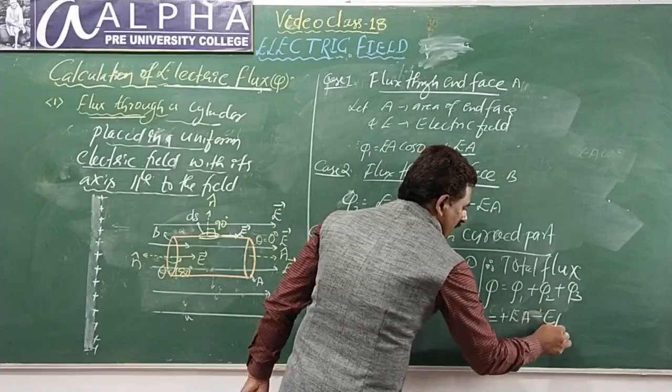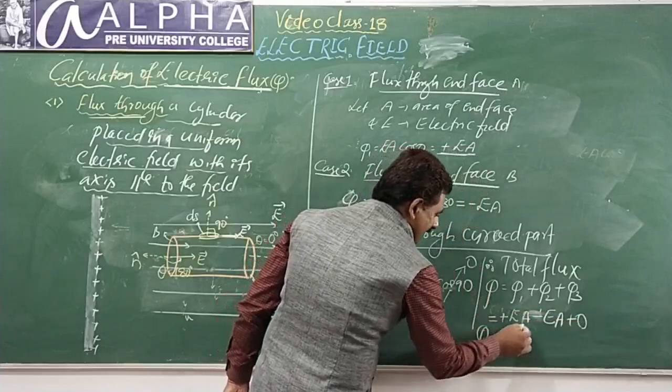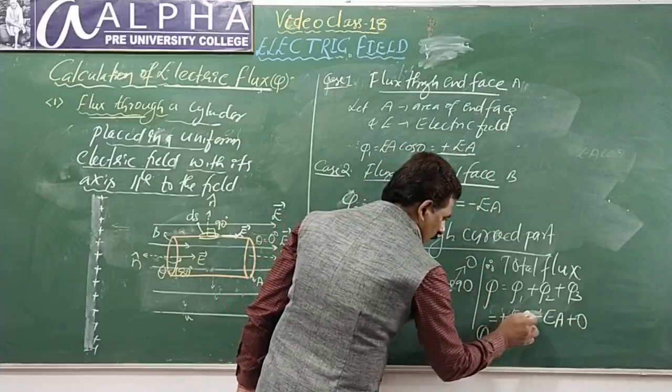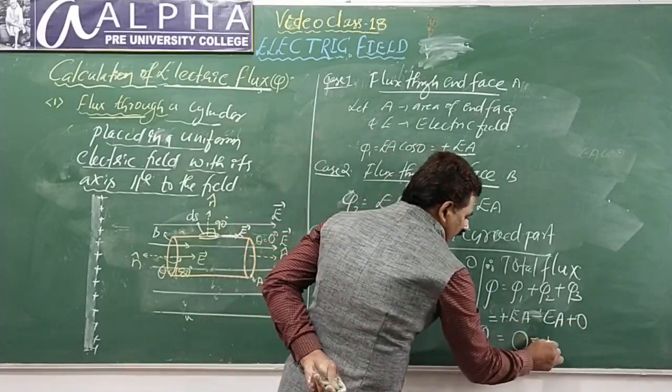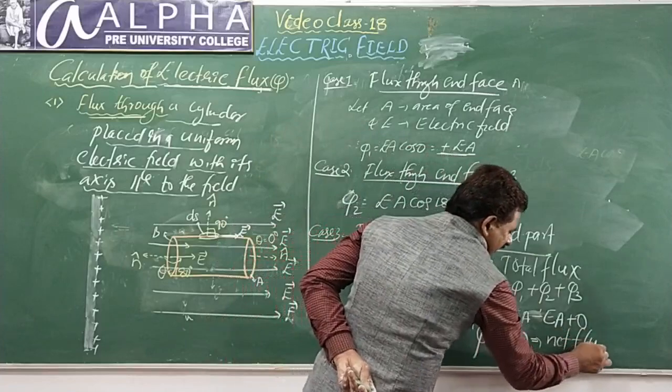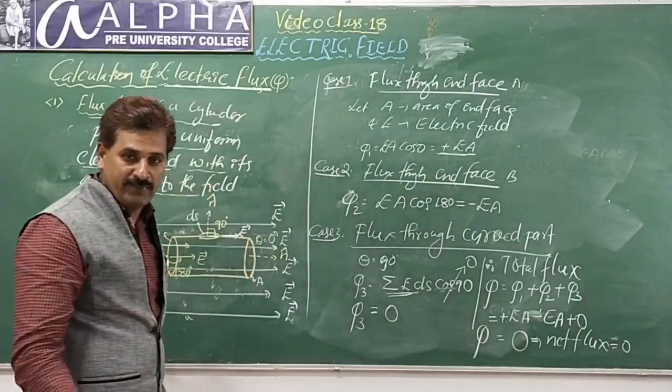Minus E into A. What is phi 3? 0. So, plus EA minus A again, same opposite side, 0. This implies net flux 0. How do you read this? Net flux 0. Not flux 0, net flux 0. What is the meaning of this?